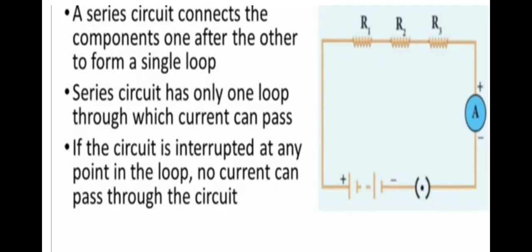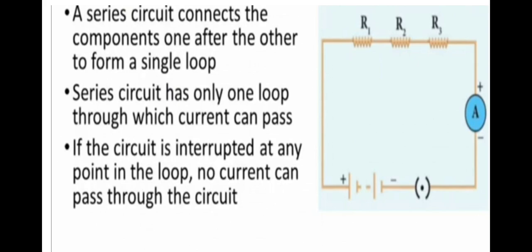A series circuit connects the components one after the other to form a single loop. A series circuit has only one loop through which current can pass. If the circuit is interrupted, meaning disconnected at any point in the loop, no current can pass through the circuit.